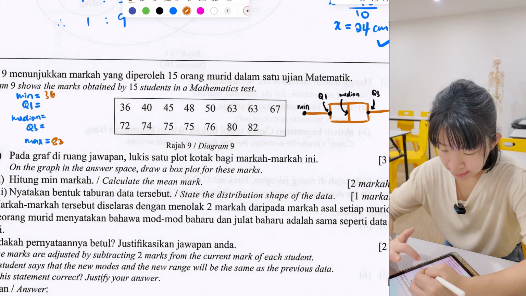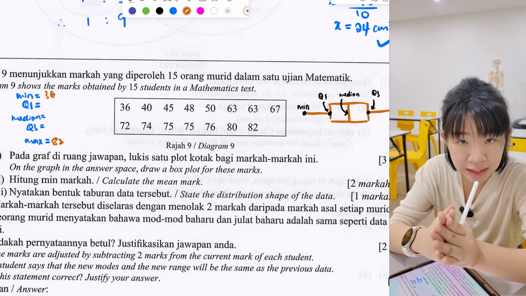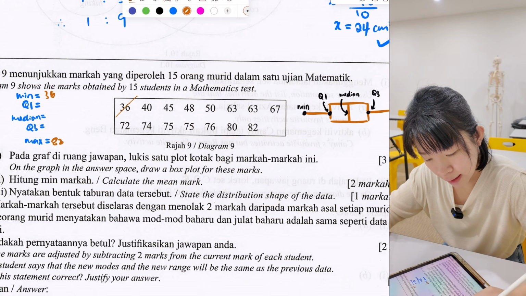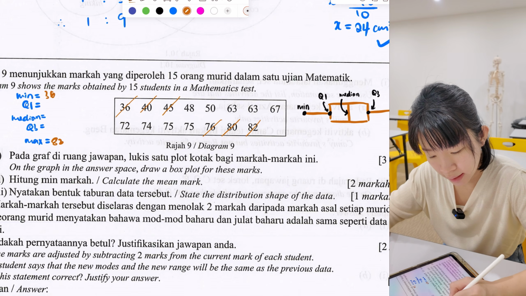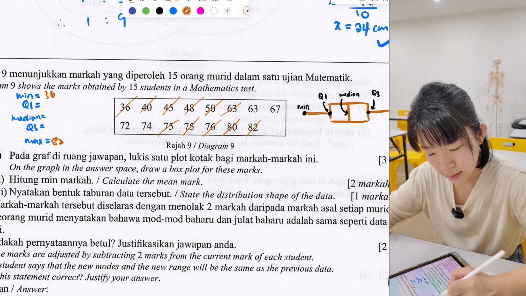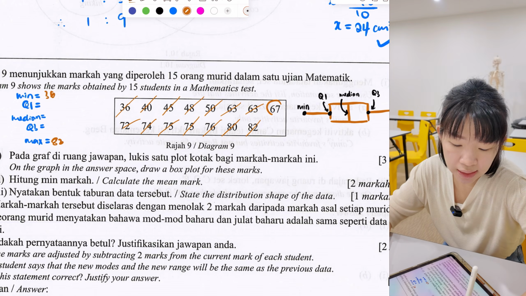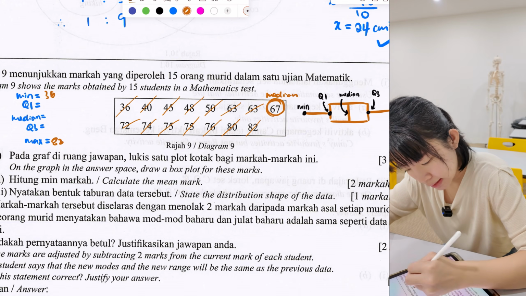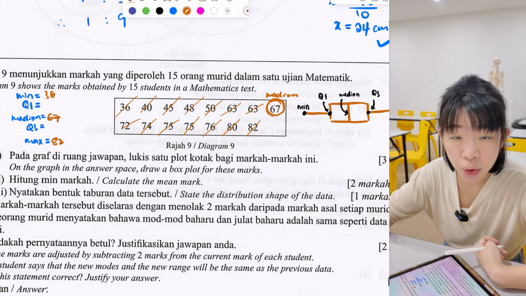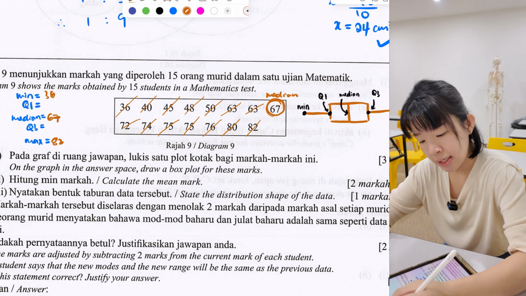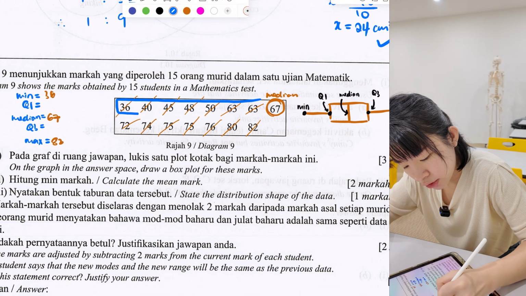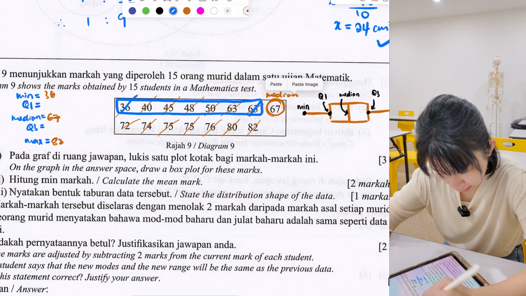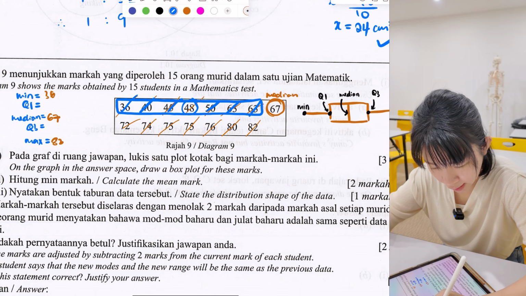Okay, next we need to find the median first, because without finding the median, you can't tell Q1 and Q3. Median is the middle data. So we cut left, right, left, right, all the way through. So 67 is exactly in the middle. So this is the median, 67. Then after that, Q1. Since you know 67 is the median, on the left hand side of the median we have a bunch of data. The middle data is called Q1. Find the middle one. Left, right, left, right, left, right. Here 48. So this is Q1.